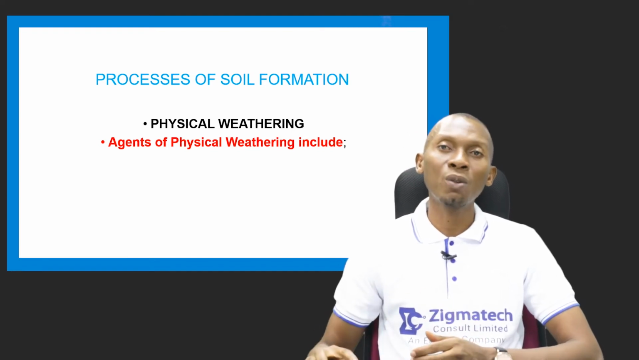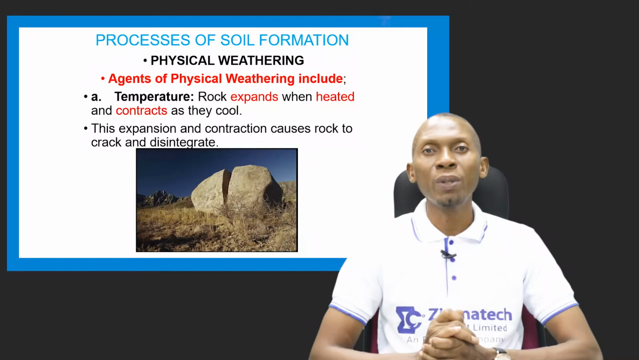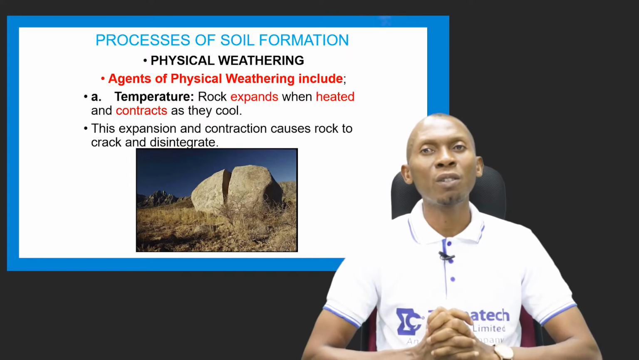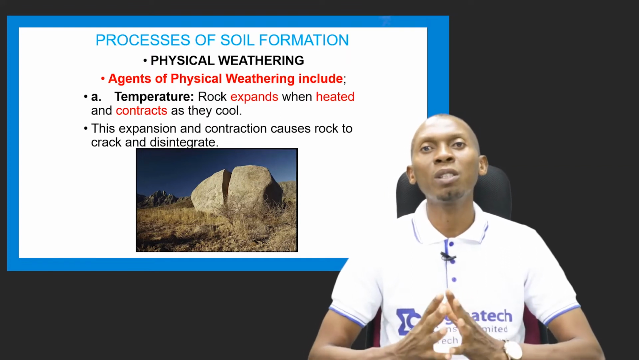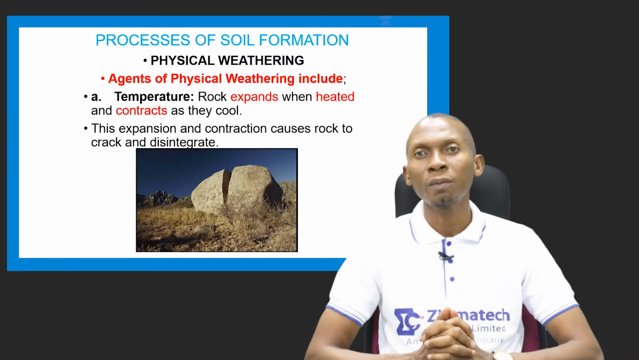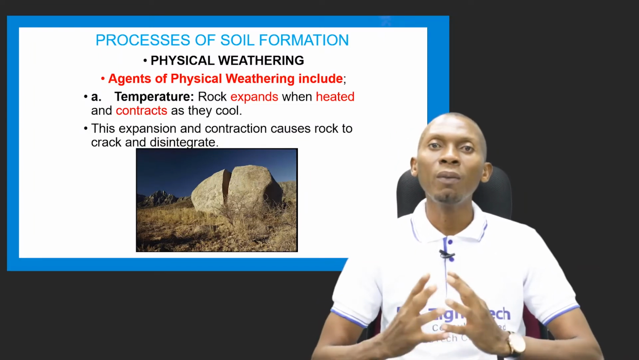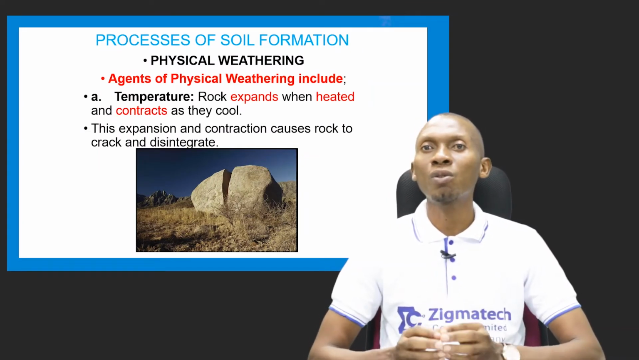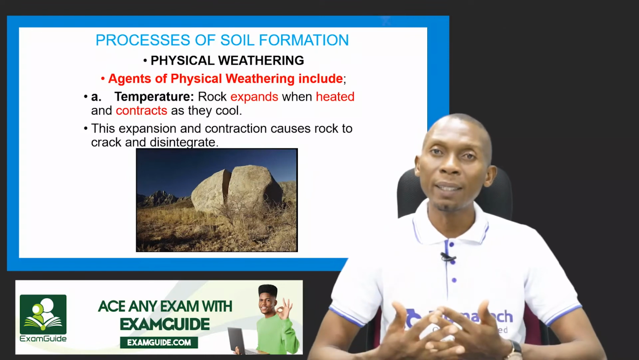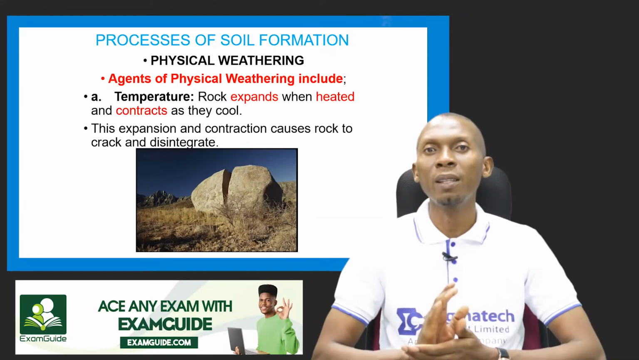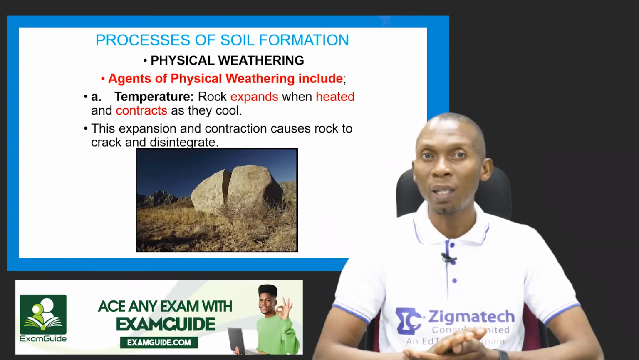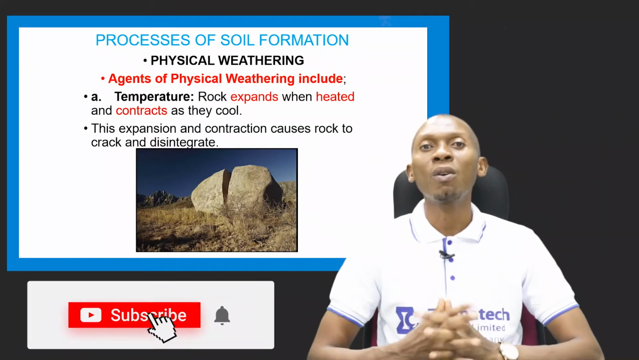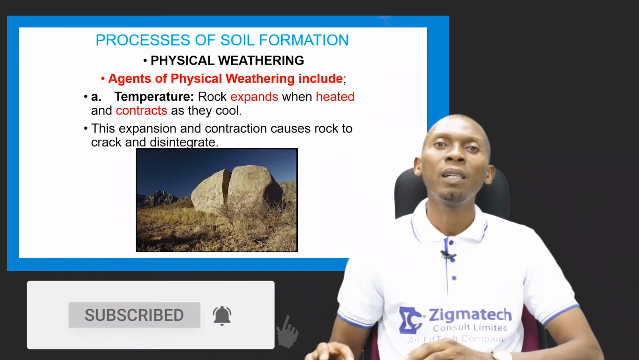Starting with the agents of physical weathering, we have temperature as an agent. And how does temperature cause physical weathering to take place? Remember, weathering has to do with the breaking down of rocks to form soil. Now, temperature, which has to do with the degree of hotness or coldness, in this case, causes rocks to expand when heated, and these rocks also contract when they get cold. So this continuous expansion and contraction over time will now cause the rocks to crack and eventually disintegrate.